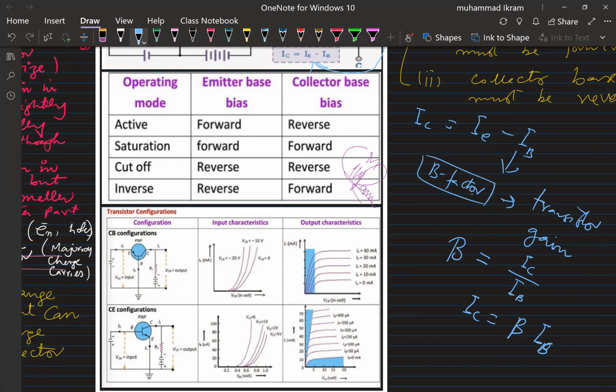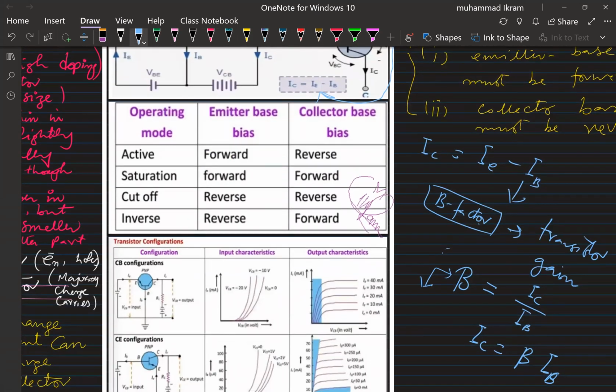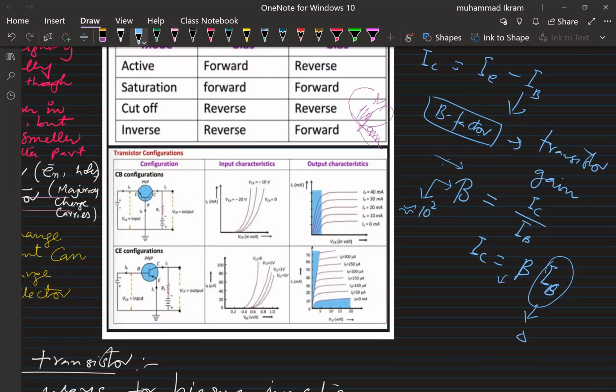Now, this always depends on the external parameters of the transistor, like its resistance, and it is of the order of 10 raised to the power 2. Since it is very high, a small change in the IB current can cause a large change in the IC. Why? Because the amplification factor is very large, of the order of 10 raised to the power 2. So a slight change in IB can cause a very large change in the IC.